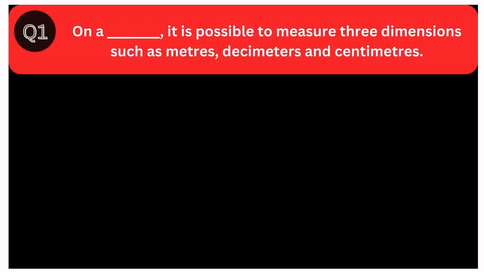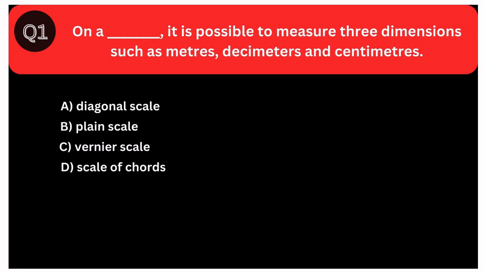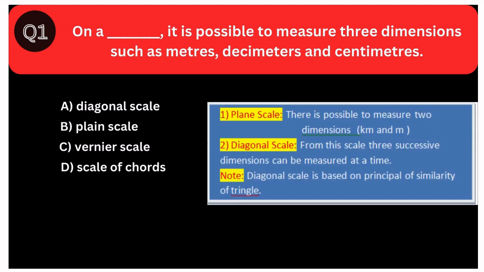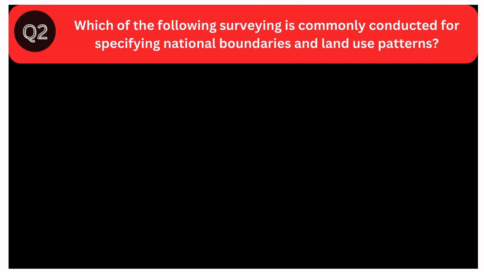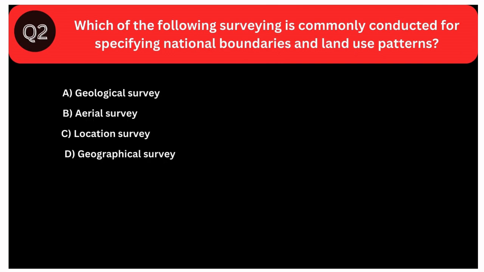On which scale is it possible to measure three dimensions such as meters, decimeters, and centimeters? Option A, diagonal scale. B, plane scale. C, vernier scale. D, scale of chords. Answer A, diagonal scale. Which of the following surveying is commonly conducted for specifying national boundaries and land use patterns?